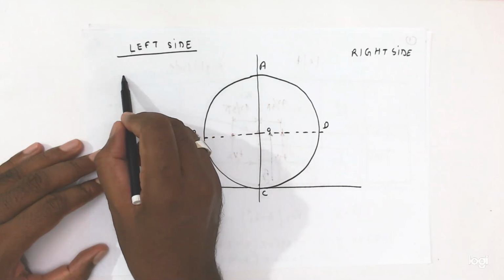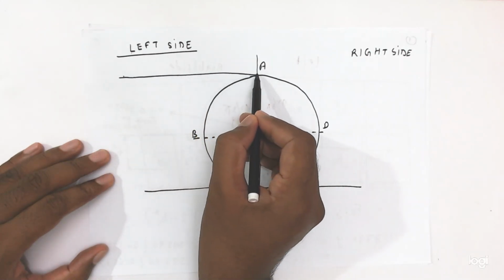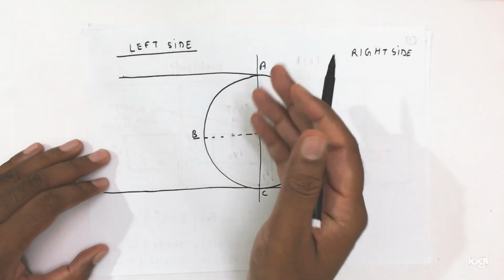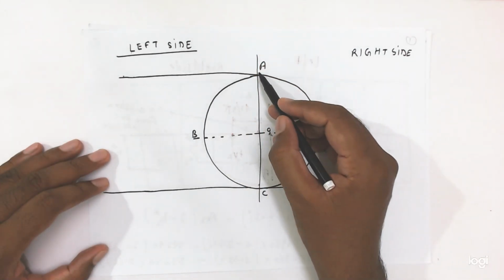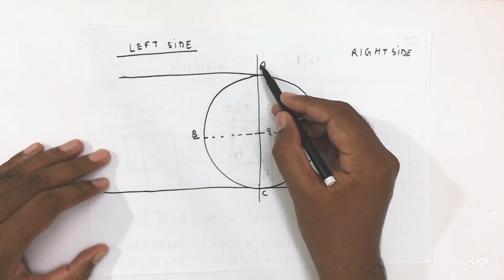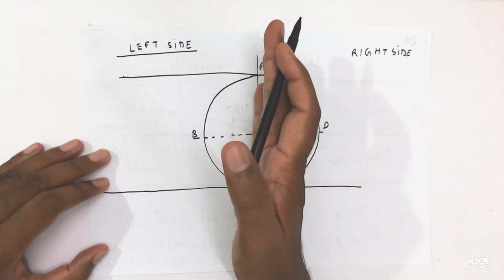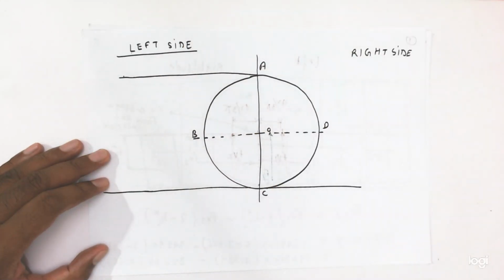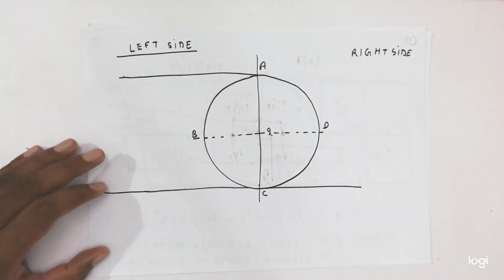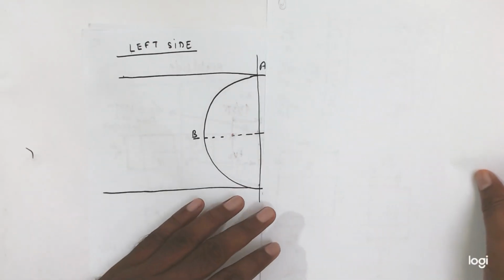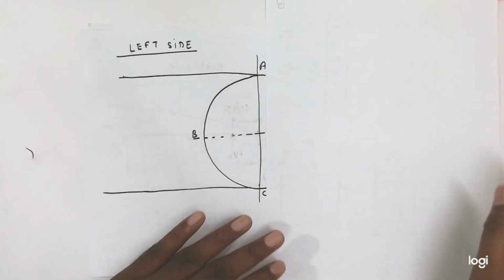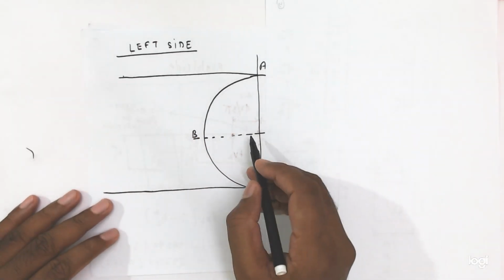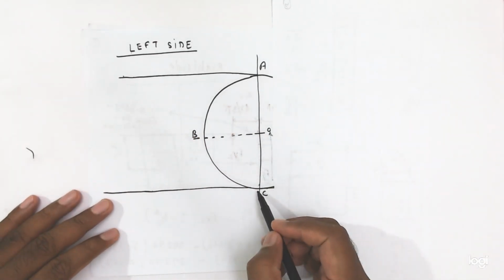Left side, the level is up to this. Okay friends, up to this. So half part we will consider. Left side, what happened friends, only half part will be considered. And suppose first case, this is not available, so only this part is there. This is A, O and C, B.